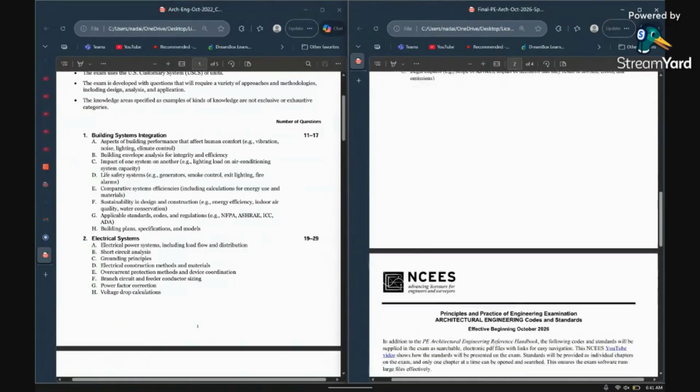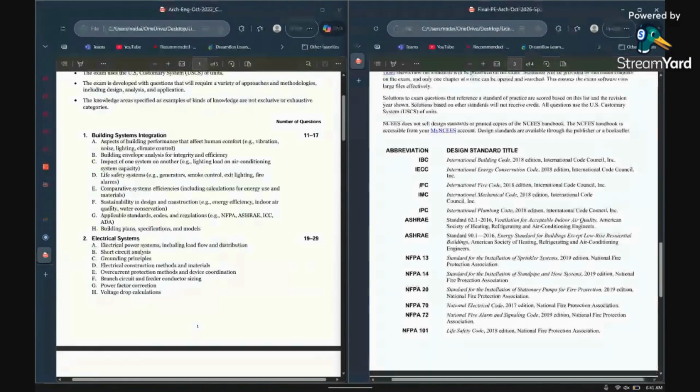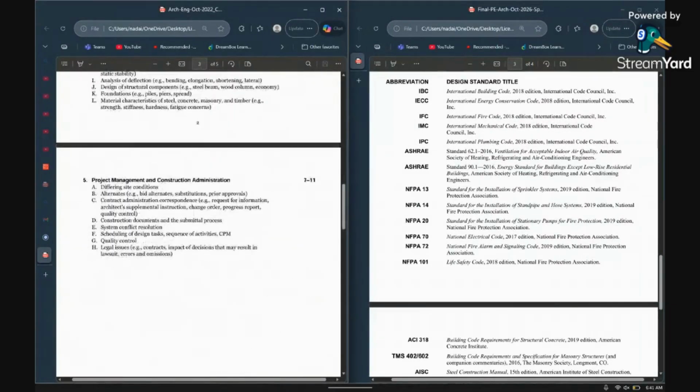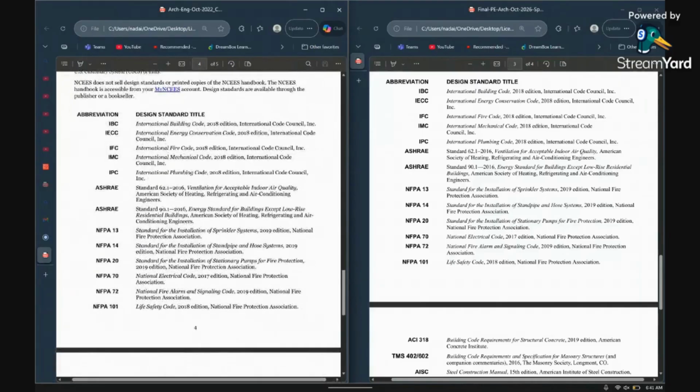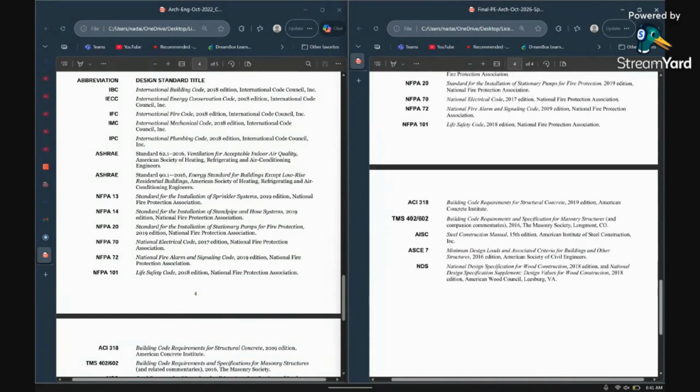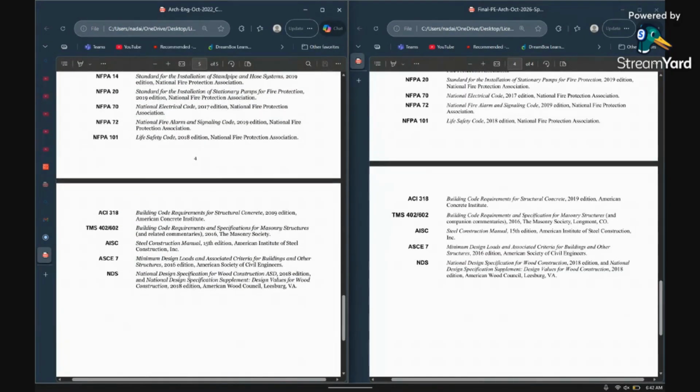So, just an FYI, if we go down to the codes, it looks largely like the codes are the same. Now we'll scroll down on the 2022 standards. And I think it's pretty easy to see that it's the same. 2019 edition for the NFPA 13, 2019 edition for the NFPA 14, 2019 edition for the NFPA 20, 2017 edition for the National Electric Code, and the NFPA 101, the Life Safety Code, is also the same.